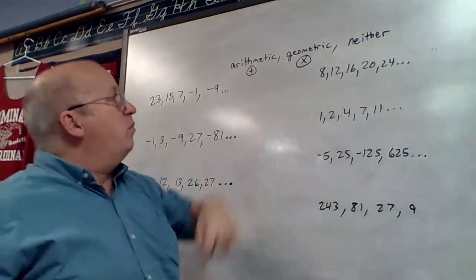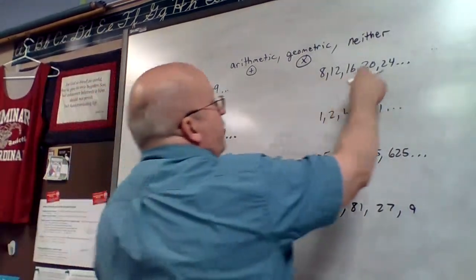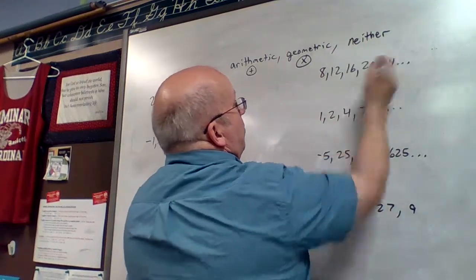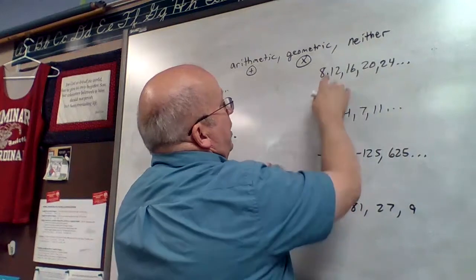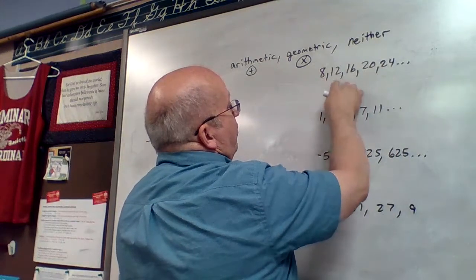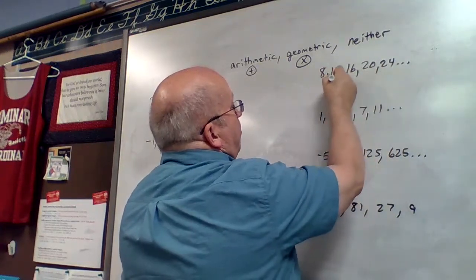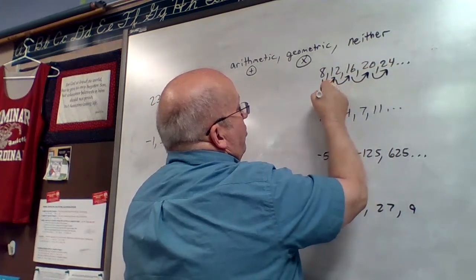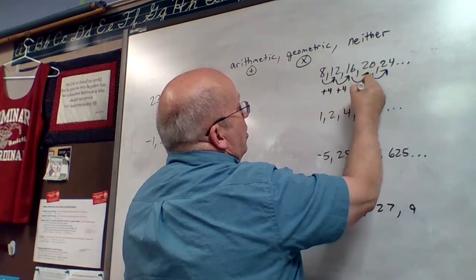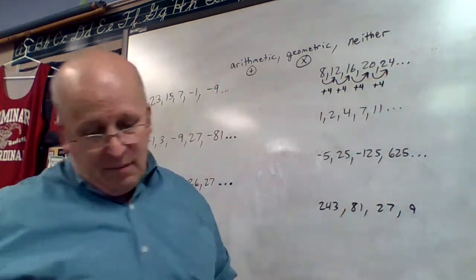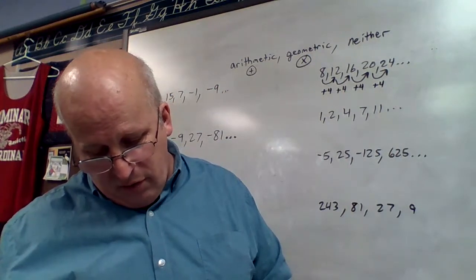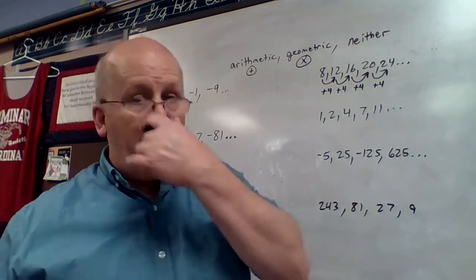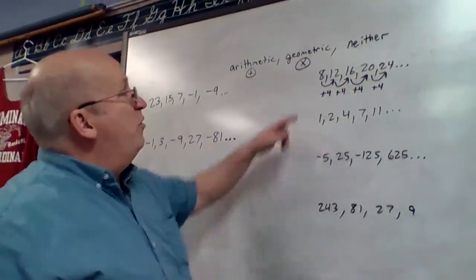Let's look at one right here. 8, 12, 16, 20, and 24. If you look carefully at it, you might even grab a calculator, you might notice that this is an adding 4 problem. In your book, it'll talk about the fact that there's a common ratio of 4 here. I'm sorry, I said that wrong. Common difference of 4. There's a common difference of 4.